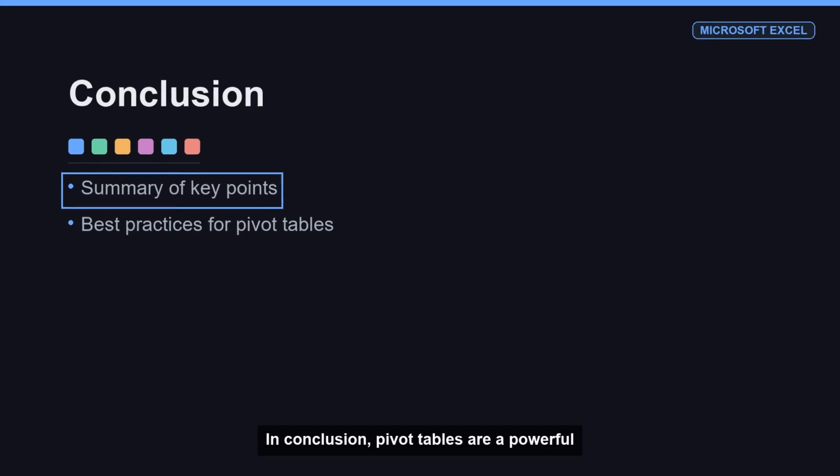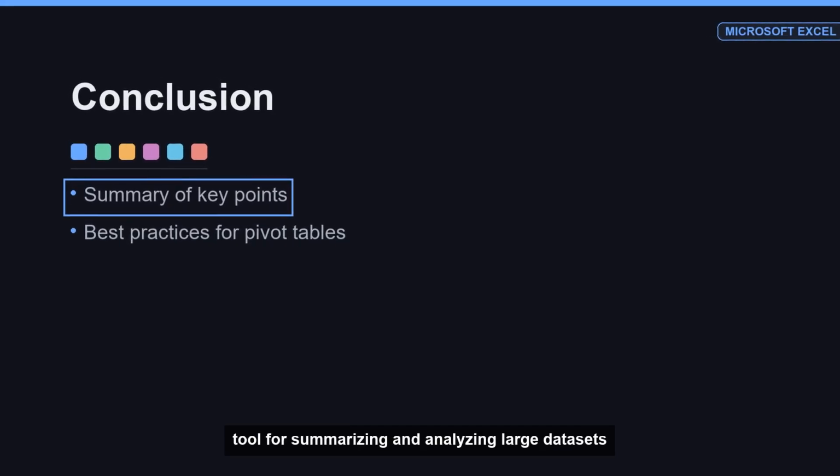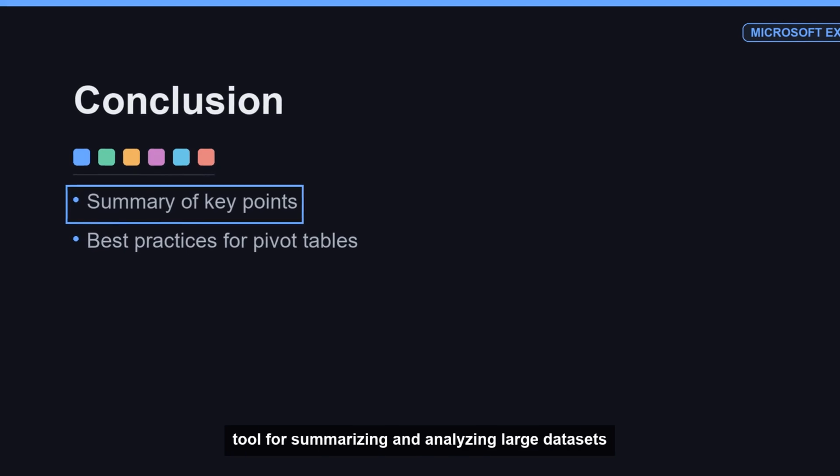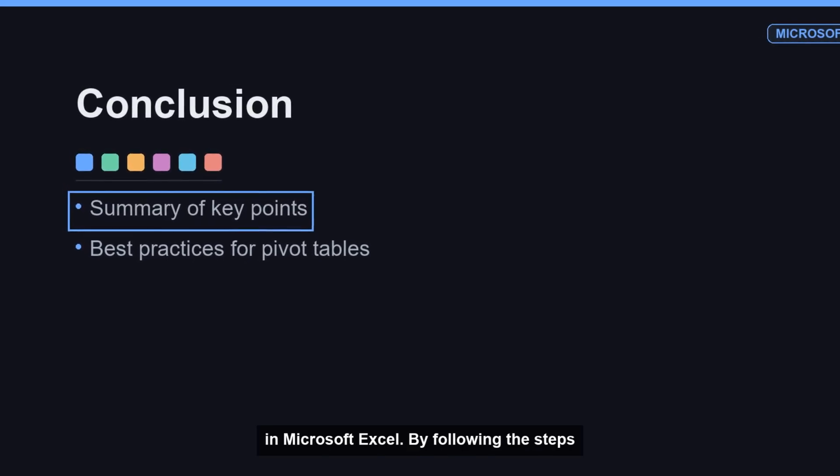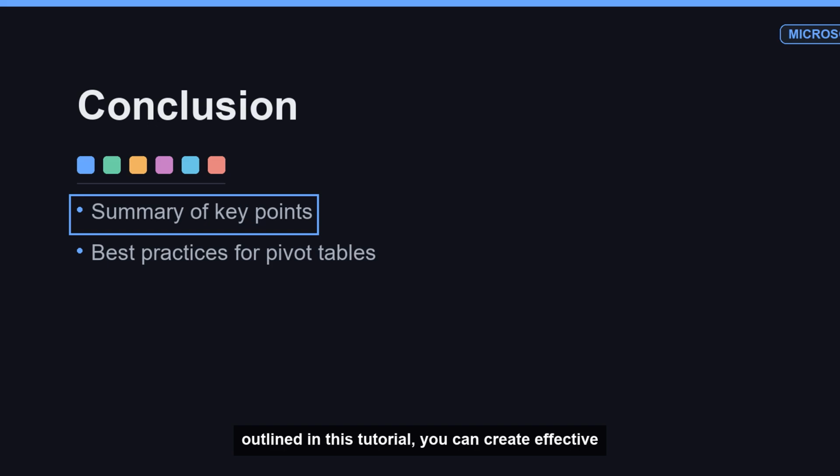In conclusion, pivot tables are a powerful tool for summarizing and analyzing large datasets in Microsoft Excel. By following the steps outlined in this tutorial, you can create effective pivot tables that help you make informed decisions. Remember to select the entire data range, define the row and column fields, and use the filters area to focus on specific information.